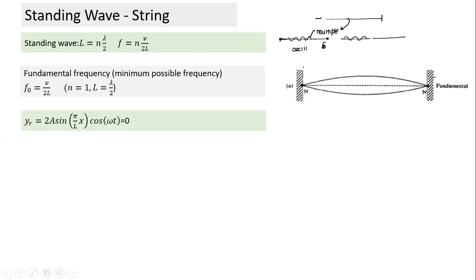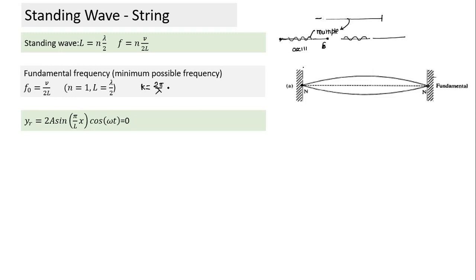Let's look further at this equation. What is special about this equation when we substitute? Once we find the value of lambda as equal to 2L, I can find a particular value. K also is fixed. What is K? K is equal to 2 pi by lambda.